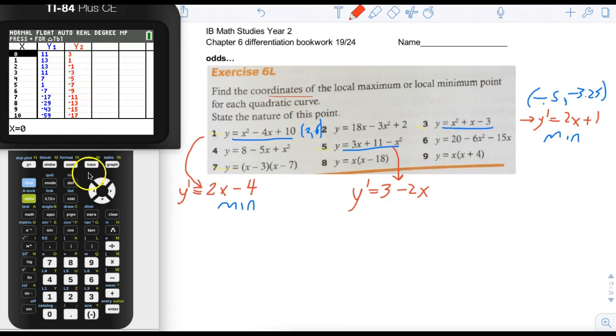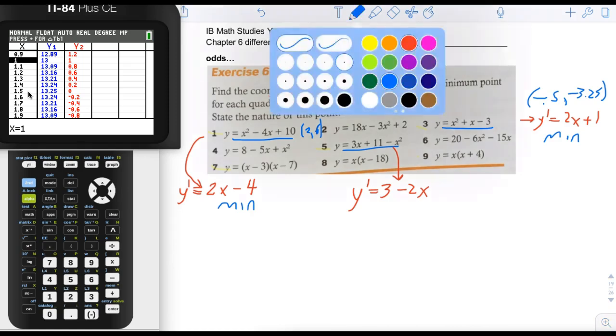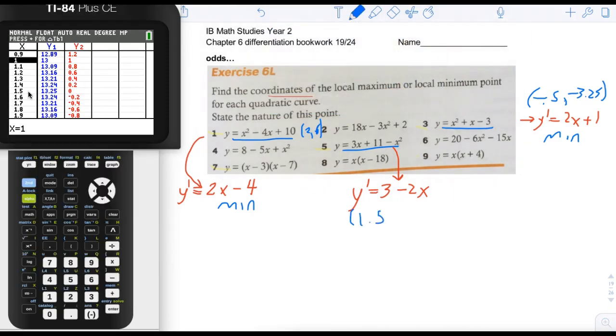And I don't see any zeros here, but I do see a transition from positive 1 to negative 1. Maybe it's in between those. So I'm going to do a plus 0.1 to change the step size. And there it is at 1.5. So at the point x equals 1.5, comma, 13.25, there is a minimum or a maximum. And if I want to see if it's a minimum or a maximum, I can look at the surrounding points, and do you see how they're slightly smaller? That means that this is a maximum.